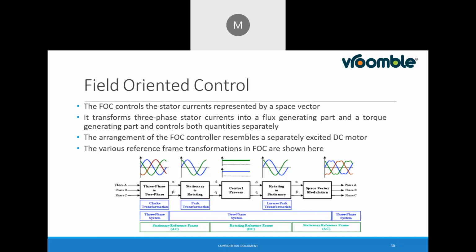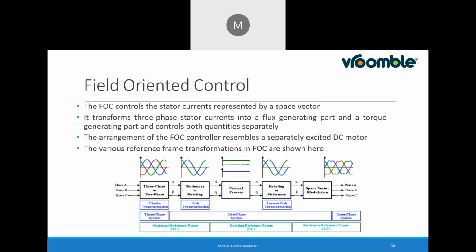To control the process of the two-phase system, from the AC stationary reference frame it is converted into the DC frame, which is a rotating reference frame. Again, it will convert from the Park transformation to the inverse Park transformation, and that will again go from D and Q into alpha and beta two-phase rotating system, and that will give you the space vector modulation once again, right?